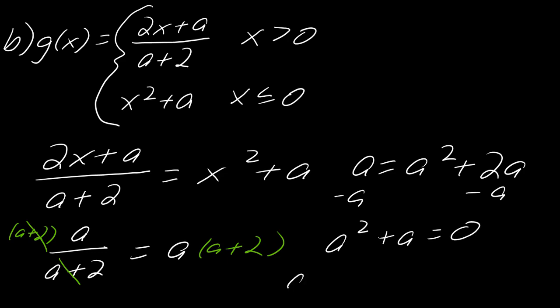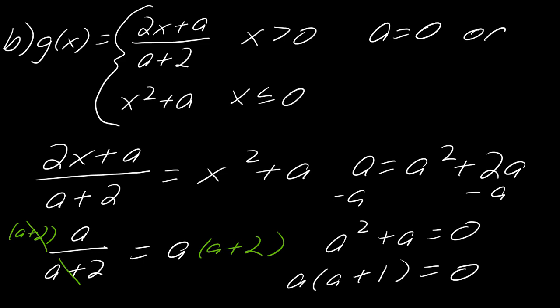So I can factor this. This is going to be a times a plus 1 equals 0. What this is telling me is that there are actually two different values of a that would work: a equals 0 or a equals negative 1. Either one of those values would cause this function to be continuous. You can, of course, plug those values in and test that out just to make sure that it actually works. And that's it for this one.